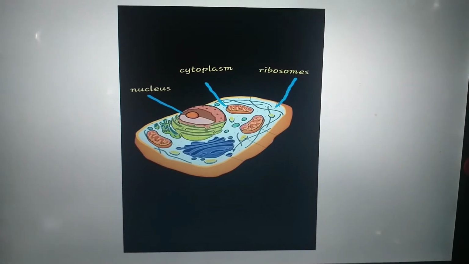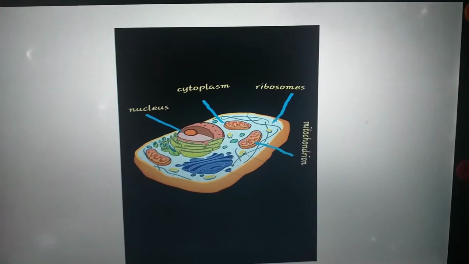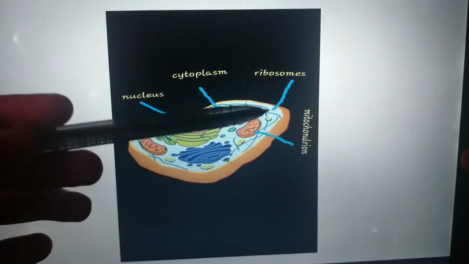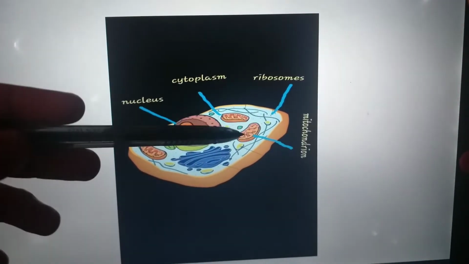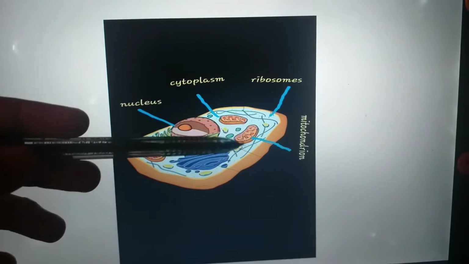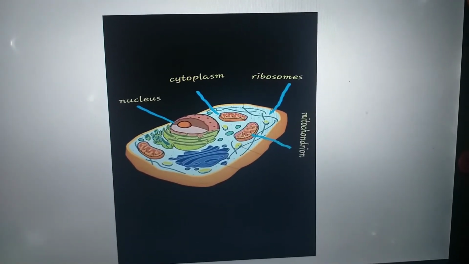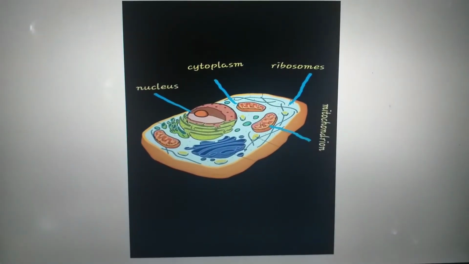The next part in the eukaryotic structure is the mitochondria. These mitochondria make energy out of food that the cell contains. So, its role is to provide energy from the food that this cell contains.